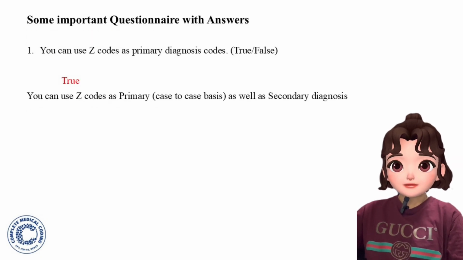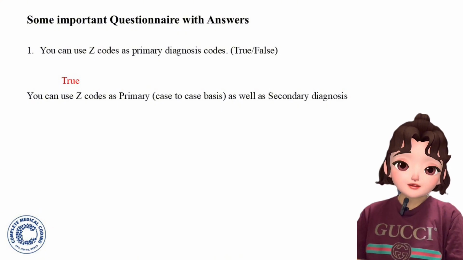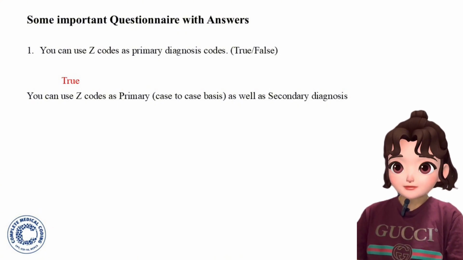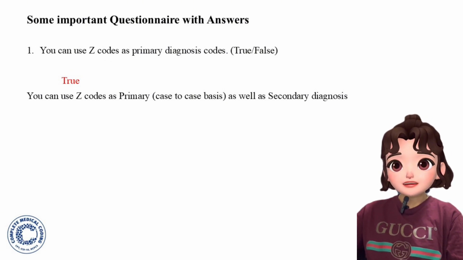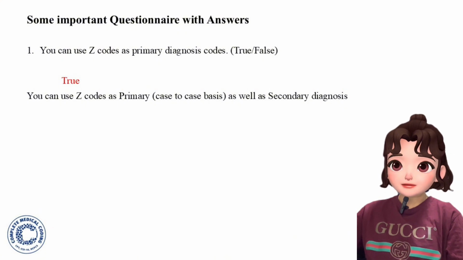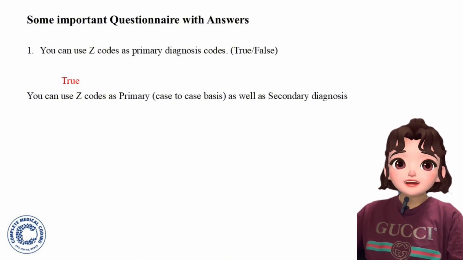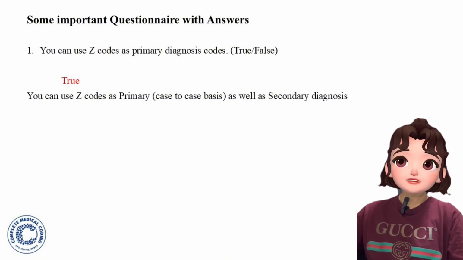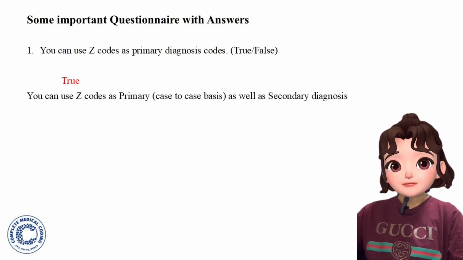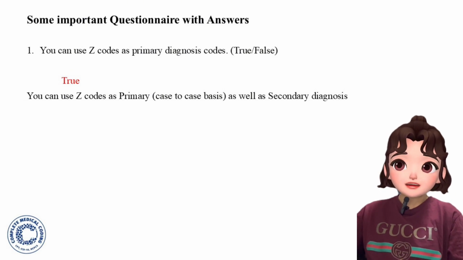What was the first question? You can use Z codes as primary diagnosis codes. True or false? Yes, it is true. You can use Z codes as the primary codes as well as secondary codes, but it's a case-to-case basis. Few coders believe that we can use only Z codes as secondary codes, but it is a misconception. That is false. You can use Z codes as both primary as well as secondary. Mostly secondary, but for primary it is case-to-case basis. Okay, so it is true.